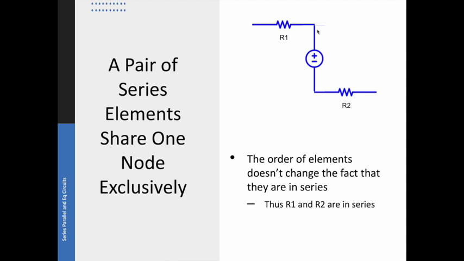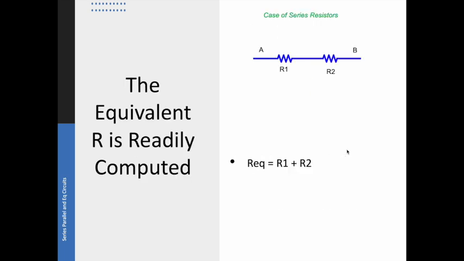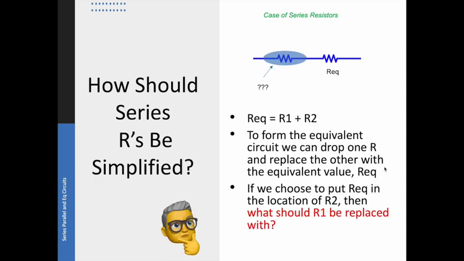Change the order, and then we're back to that arrangement where there's a single node shared exclusively between the series elements. Easy to compute the equivalent, just sum them up, no problem. Now, if we wanted to simplify the circuit after combining series resistors, okay, sure, compute that equivalent value, easy. Maybe we associate that with the resistor on the right, let's say.